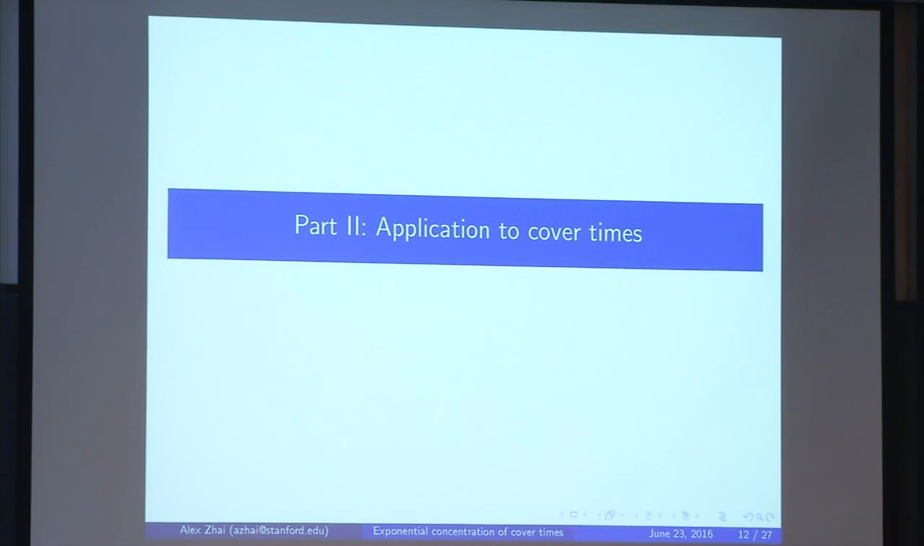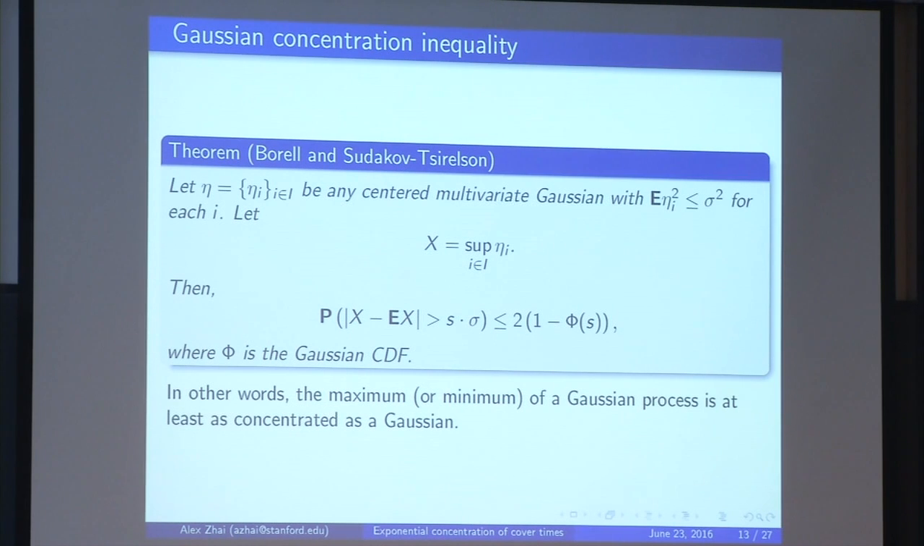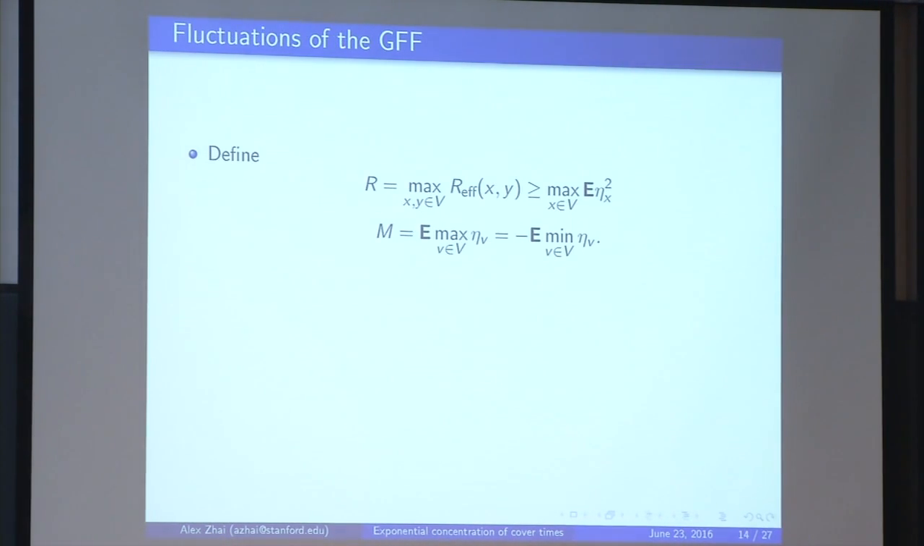Okay, so now we've gotten to part 2, which is how do we get anything about cover times here. Again, this is following the work of Ding, Lee, and Peres. The first thing here is just the Gaussian concentration inequality. We've sort of seen this in previous talks, so I'm going to gloss over it a bit and just directly talk about how we can apply it to the Gaussian free field.